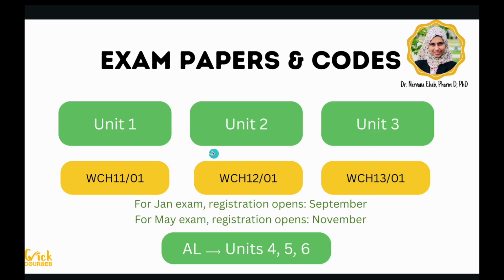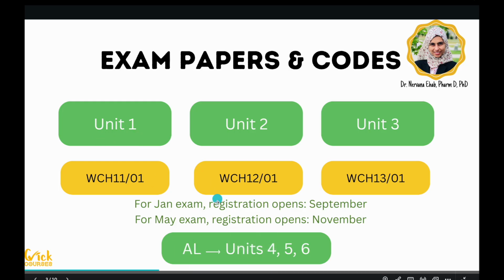For the AS level, you have 3 units. For the A level, you have a whole 6 units. So for the AS level, you're going to take units 1, 2, and 3. And to continue to finish your A level, you have to take units 4, 5, and 6. So these are the codes for units 1, 2, and 3.